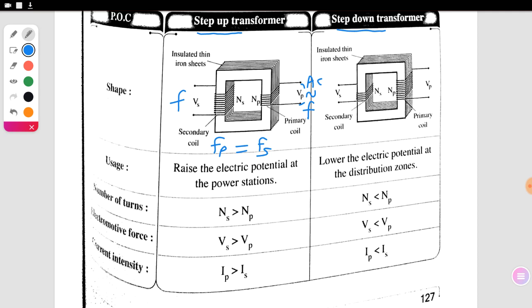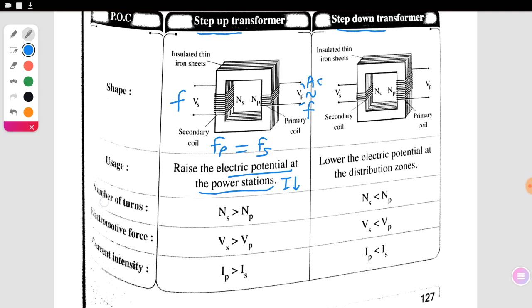This transformer contains a certain number of turns. The number of turns of the primary coil is less than the number of turns of the secondary coil. This means the transformer steps up, so this is called a step-up transformer. A step-up transformer is used at generating stations only, to raise the potential of the power station and at the same time decrease the current intensity to avoid melting wires.